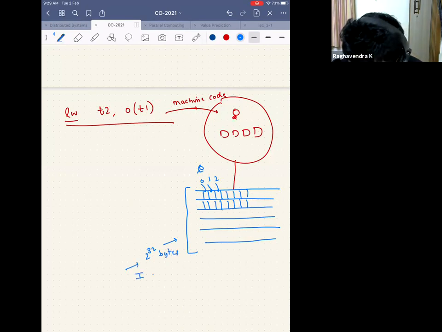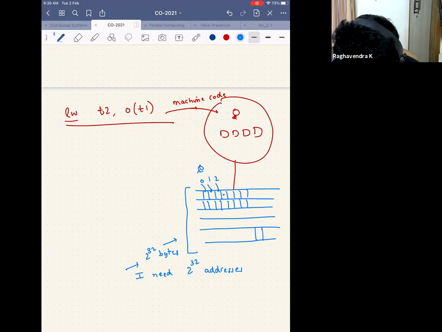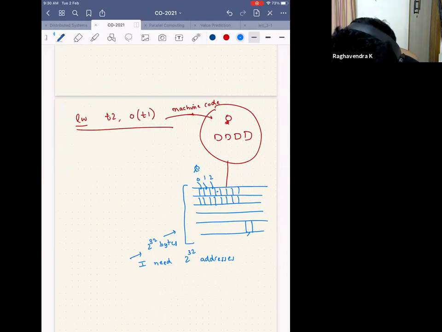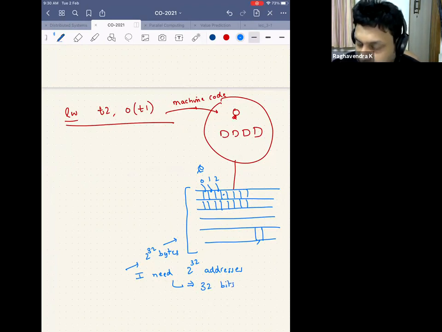So I need 2 power 32 different addresses to access a byte anywhere. If I want to access, say, this byte, then I have to generate an address which is 0x3. Similarly, if I have to access some byte which is 2 power 32 minus 1, I have to generate such an address. This implies that I need 32 bits, because using 32 bits, I can generate 2 power 32 different values. Okay, so this is the preamble.